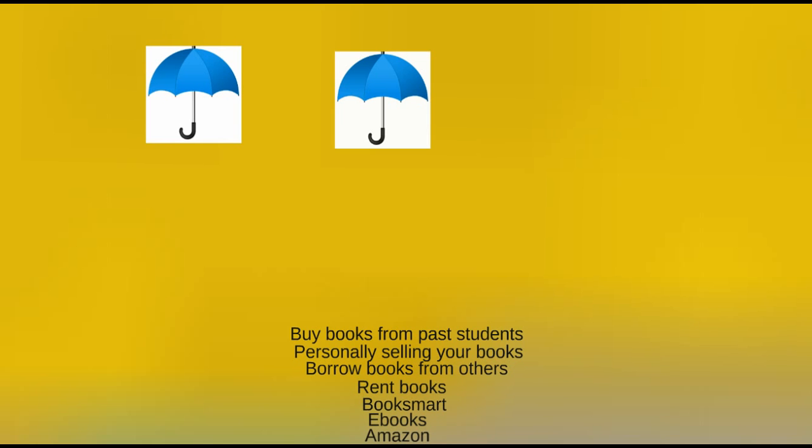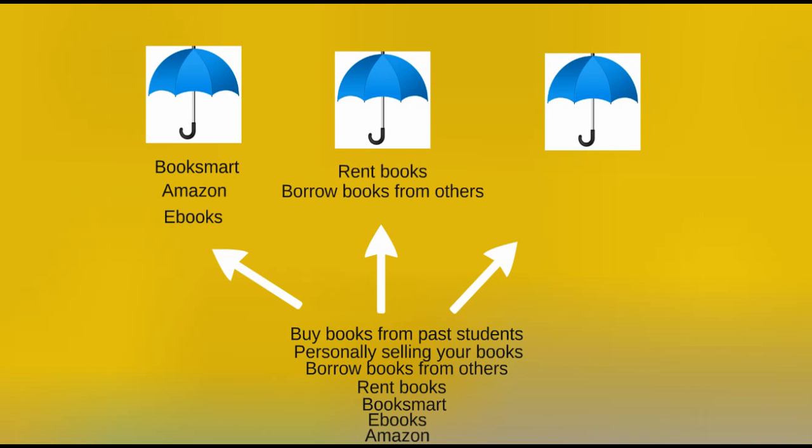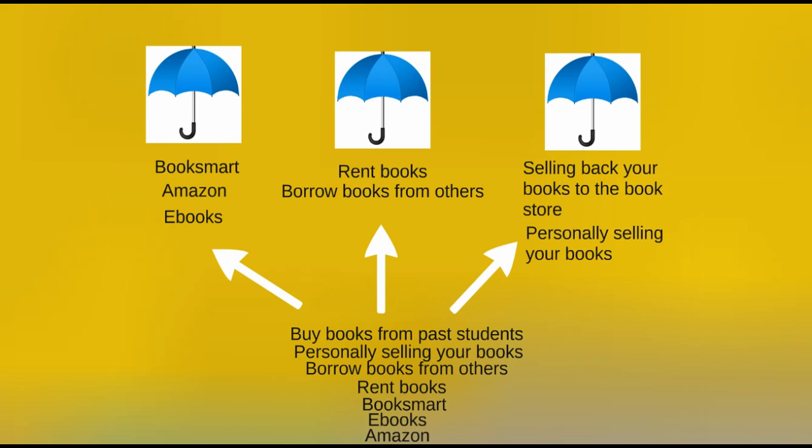So I'm going to break this down into 3 categories because, again, that's typically how you break down a speech. What you need to do is take all these things that I have here at the bottom and figure out how can I chunk them effectively. So I know Booksmart, Amazon, ebooks, those are all kind of places that I can go to get books. I know renting books and borrowing books are similar, and I know selling back your books to the bookstore and personally selling your books. These are all kind of ways that I can chunk things.